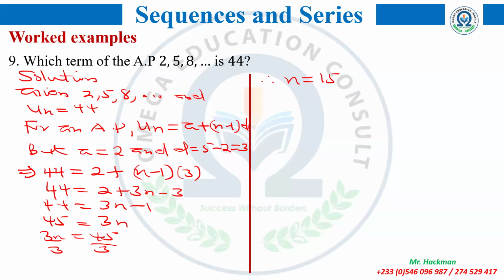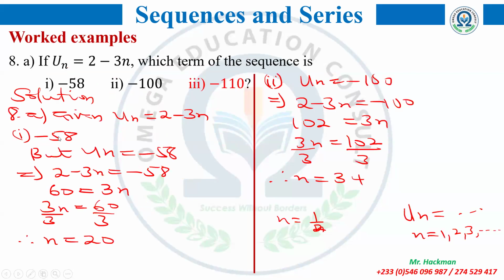So the only difference here is that here you were supposed to go and find your u sub n and substitute the A and D. But if you look at the previous question, you can see that the A and D were substituted and simplified, and you ended up getting this. So you just equate and solve for your n. That's all. As simple as that.